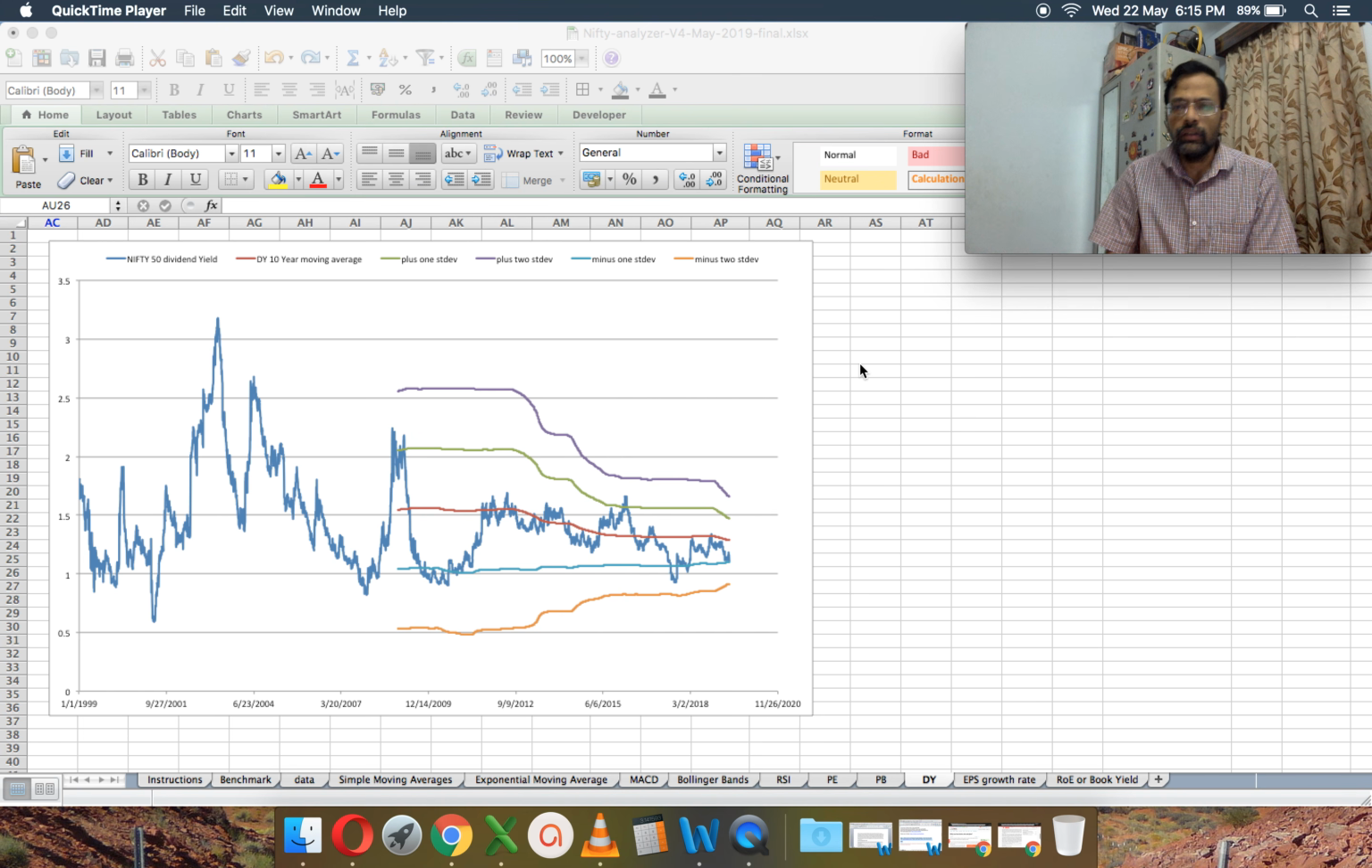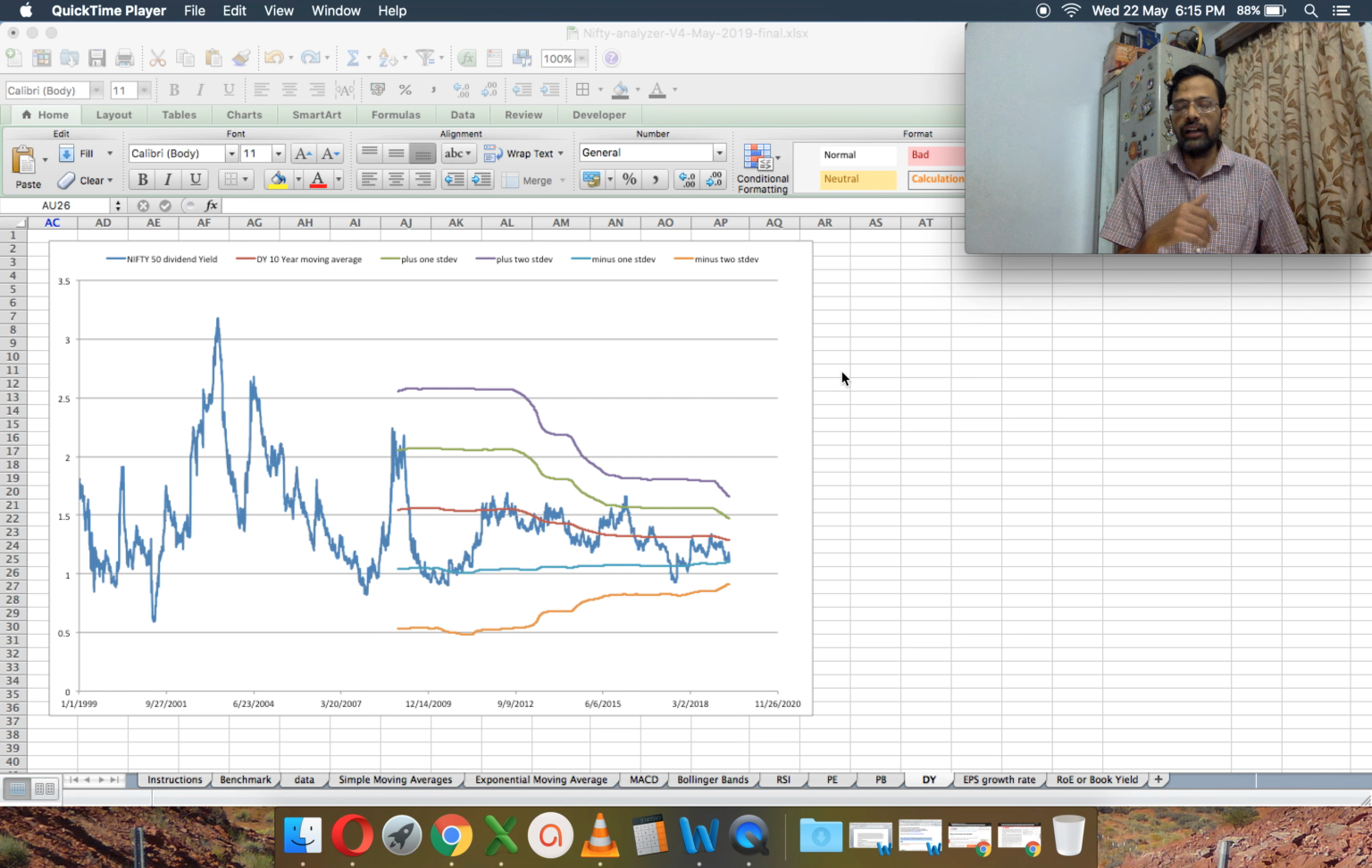So the dividend yield is another indicator of valuation. The dividend yield is essentially the dividend paid divided by the price. So the dividend yield is a contra indicator. If the price of the stock is very high compared to the kind of dividends it's offering, then the dividend yield will be low.